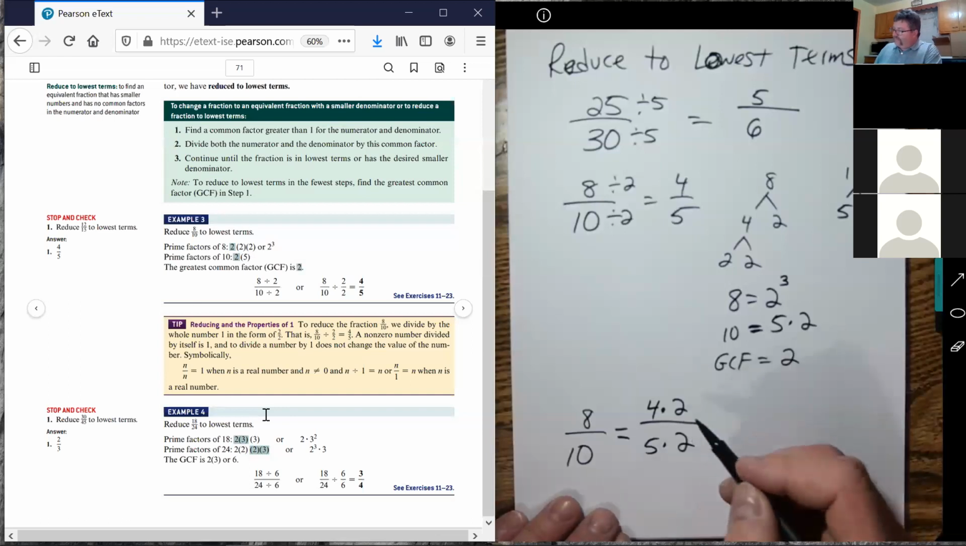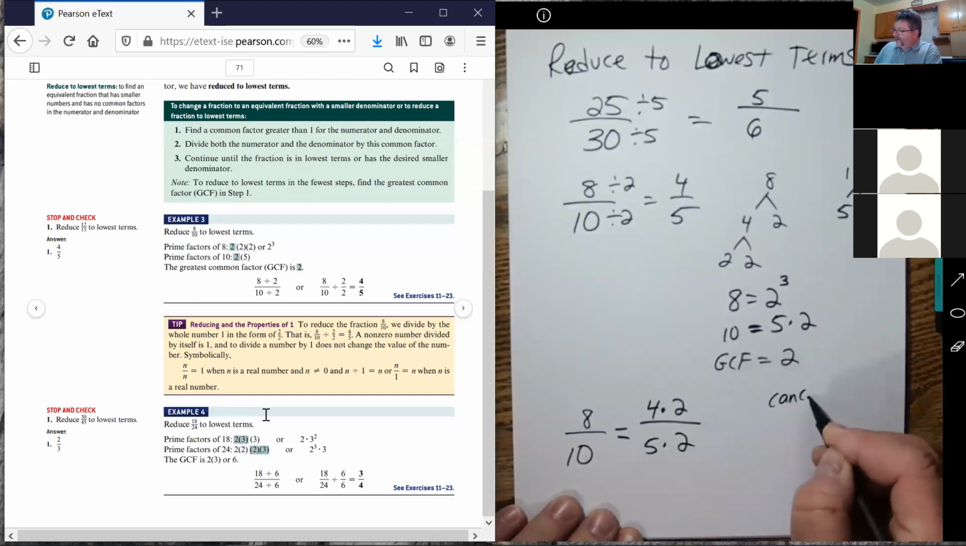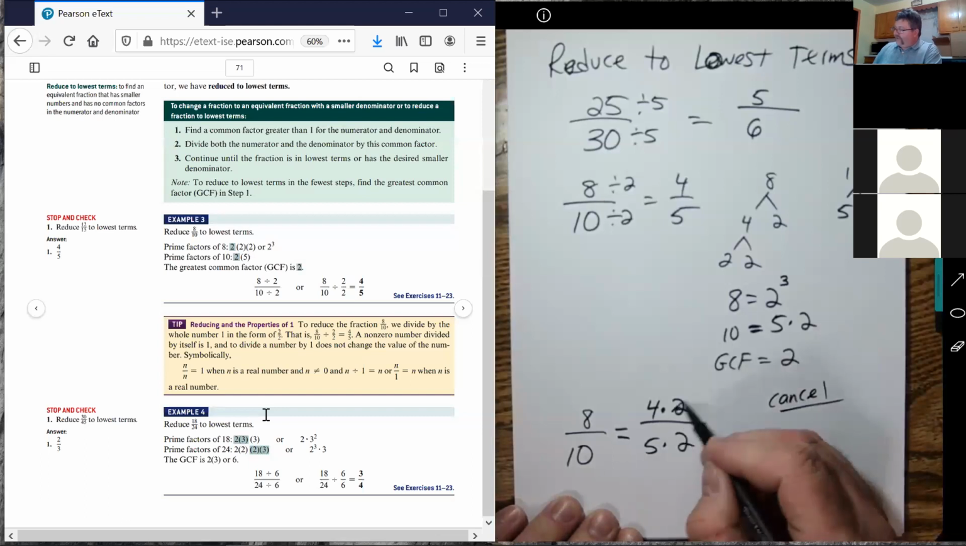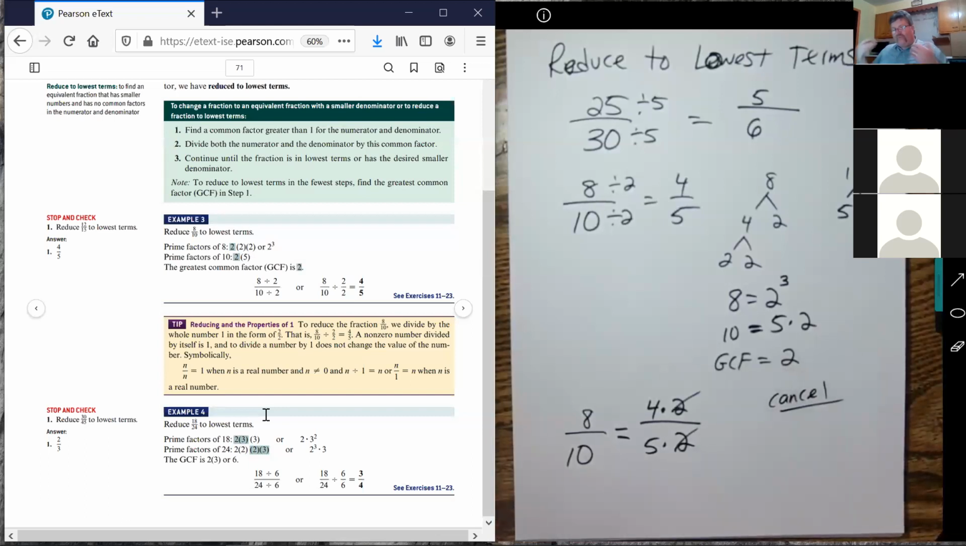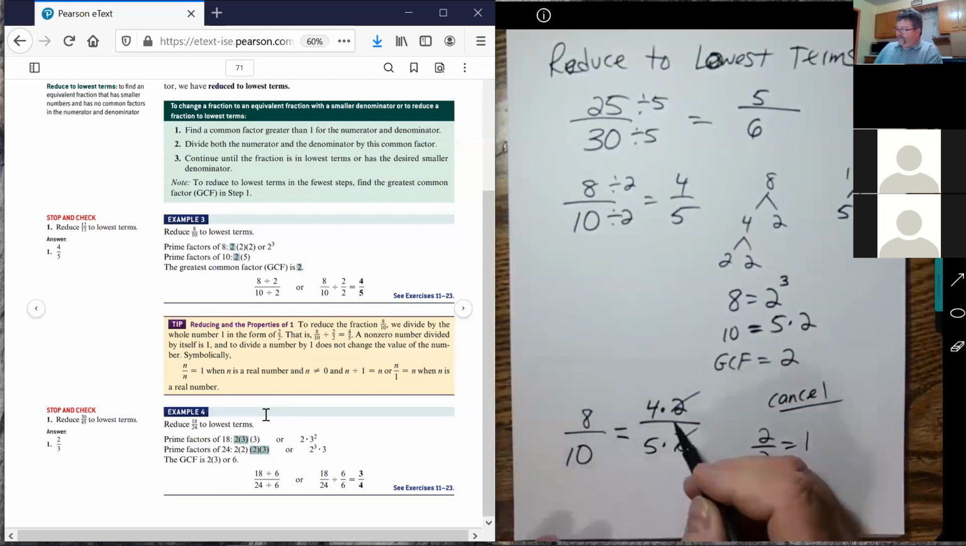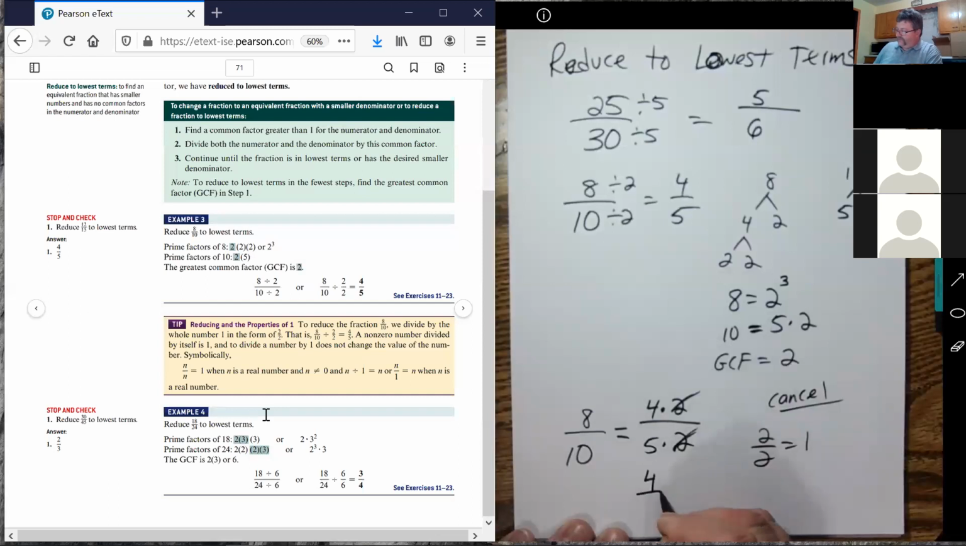We use the word cancel a lot. And we cross them out, cancel. But what that means, they don't disappear. They don't turn into zeros or something like that. They divide away. 2 divided by 2 is 1. And 1 times whatever is the same whatever. So we cross them out and say cancel. But that's the process. It's a process of, hey, something divided by itself is 1. 1 times whatever is left over is still whatever is left over. And that's how we're going to reduce.